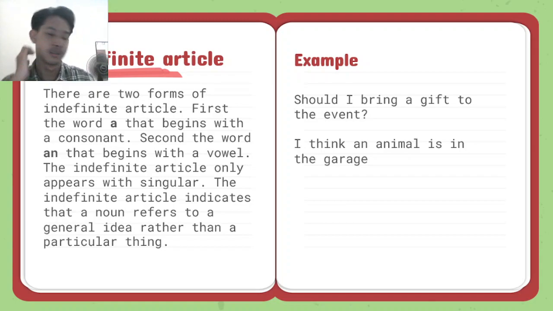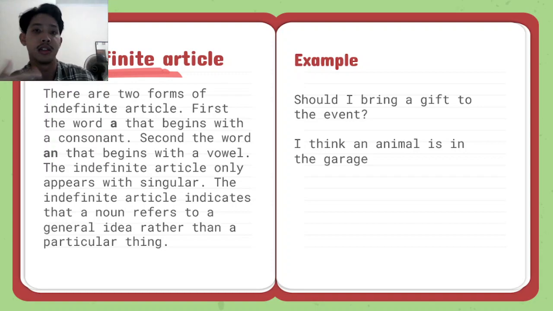Examples. First, you might ask your friend, should I bring a gift to the event? And then your friend will understand that you are not asking about a specific gift. The second example, I think an animal is in the garage. There is an unspecific animal in the garage.